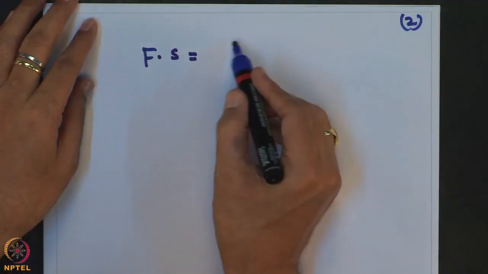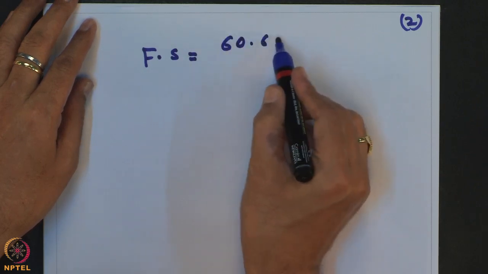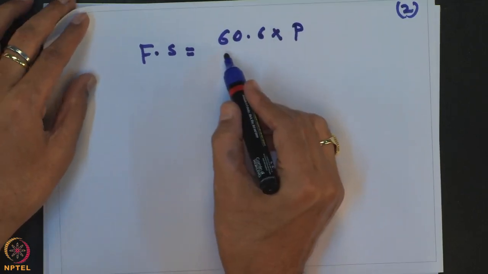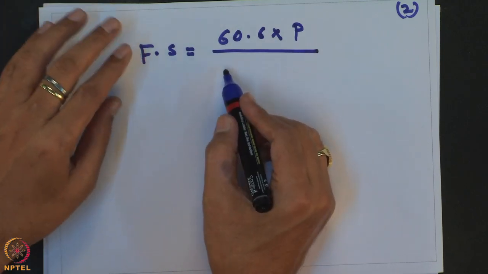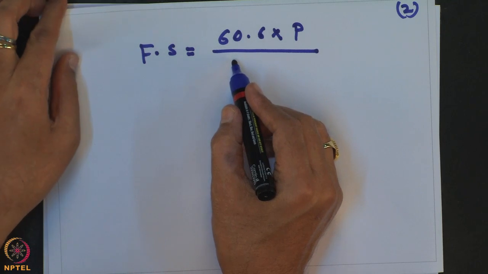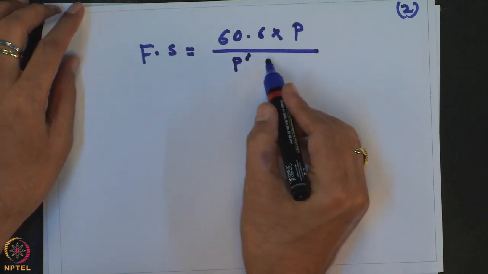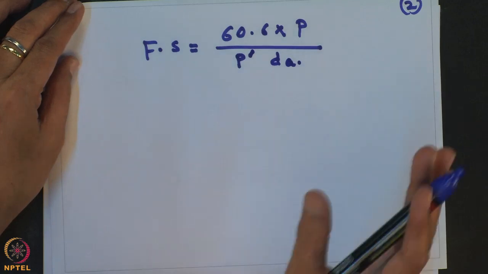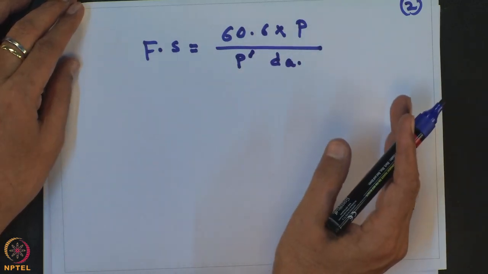I am giving another example. You know that, let us say, factor of safety is equal to 60.6 into P, this divided by, let us say that stone on the geotextile, let us say this is P dash into D of A. So, you know that d B has a relationship with the D of A.